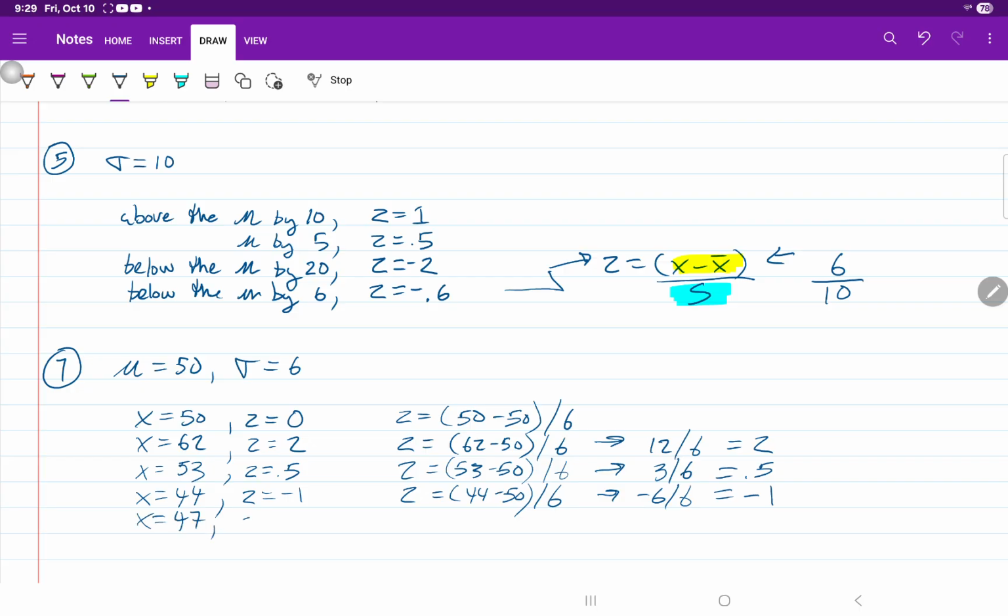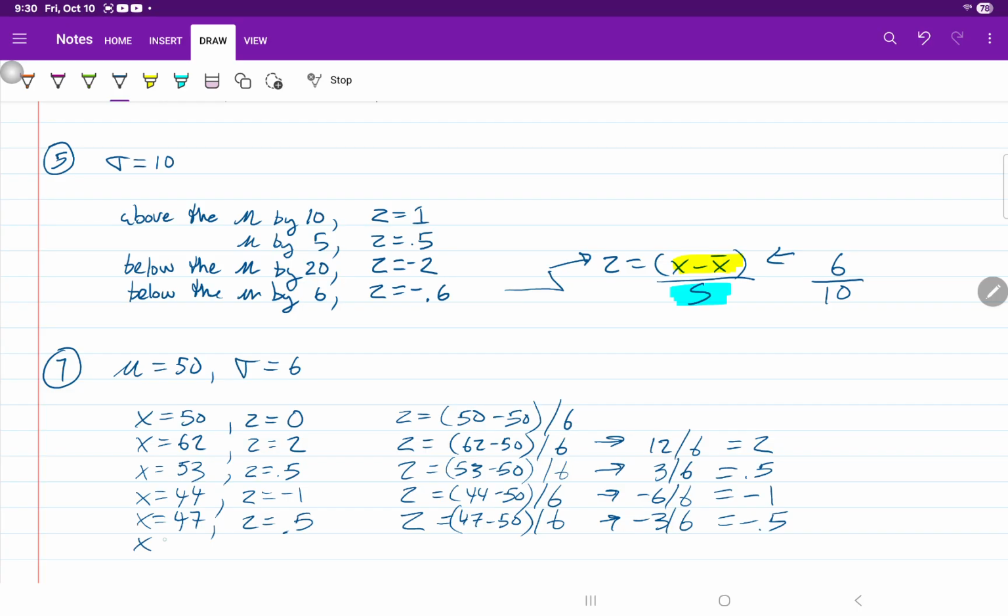I hope you can see the pattern now. Z equals what? Z equals 47 minus 50. Again, we know that's going to be negative. So 47 minus 50 is negative 3, divided by 6 is negative 0.5. So in that case, z equals negative 0.5.